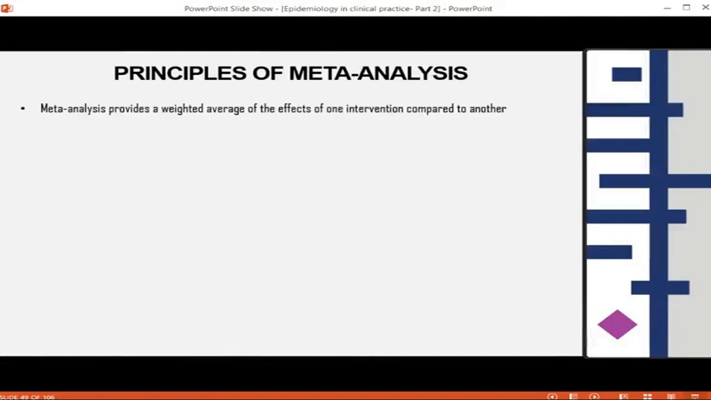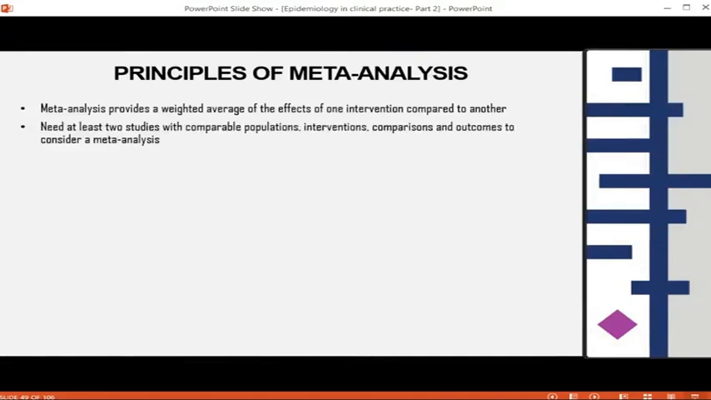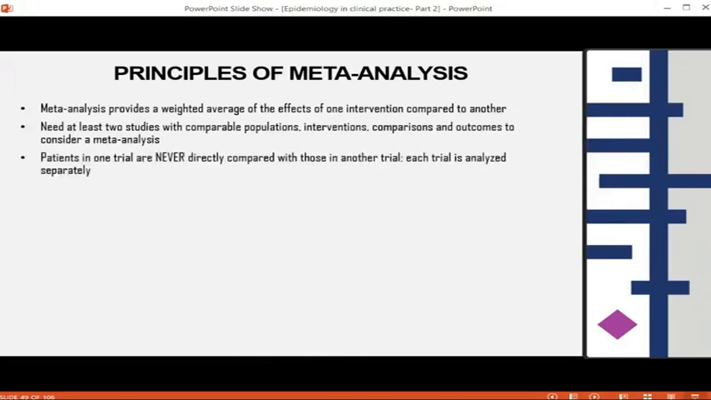One is, we are looking at meta-analysis providing a weighted average of the effects of one intervention compared to the other. And you need at least 2 studies which have got similar populations, interventions, comparisons, and outcomes to consider pooling the results. If they're very, very dissimilar, then it's better not to pool the results. What you must remember is that we are not comparing patients in one trial with patients in another trial, because they were not randomized that way.